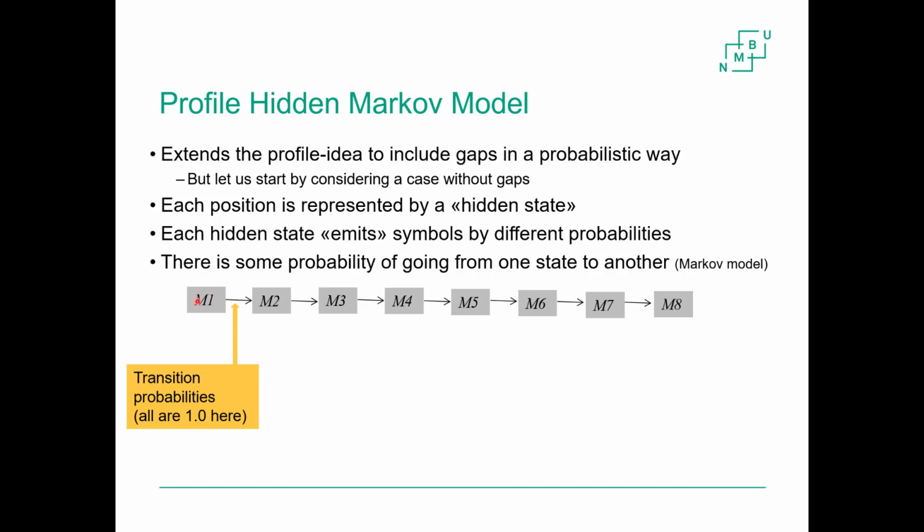How can you move out of this box? Well, there is only one way, and that's going over to this box. And how can you move out of this box? There is only one way. So actually, it's silly to call them probabilities because they are all 1.0 here.